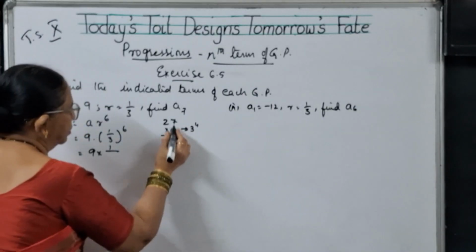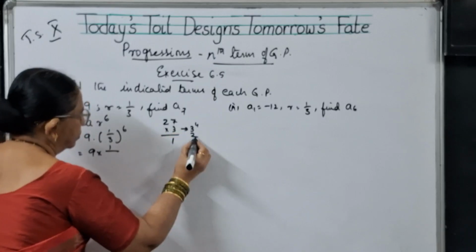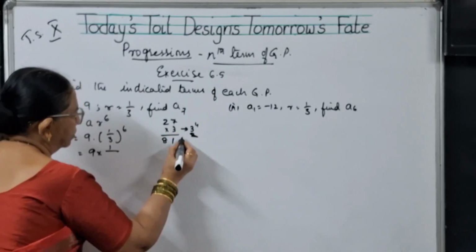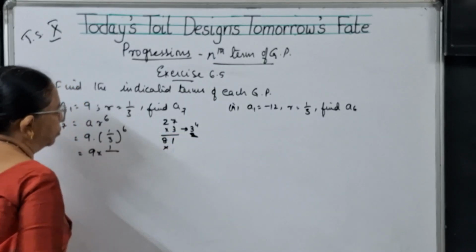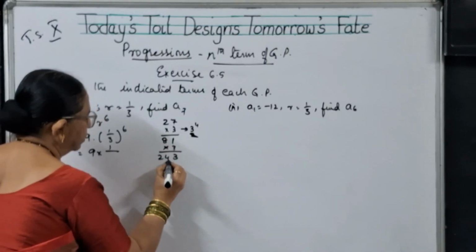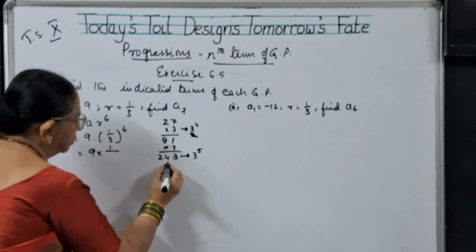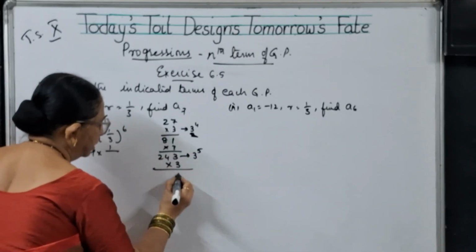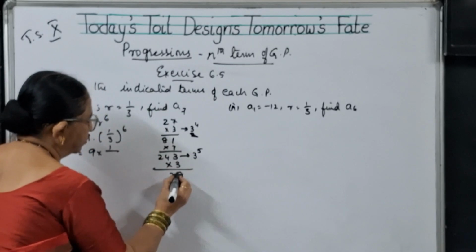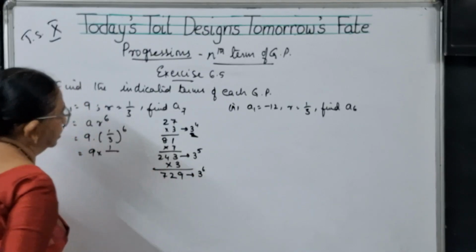3 sevens are 21, 3 twos are 6, 7, 8. So this is 3 to the power of 4. So multiply by 3. 3 ones are 3, 3 eights are 24. This is 3 to the power of 5. Now if you multiply by another 3, 3 threes are 9, 3 fours are 12, 3 twos are 6, 1, 7. This is 3 to the power of 6.